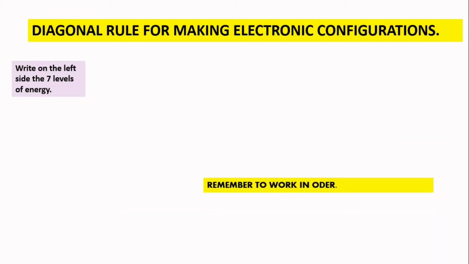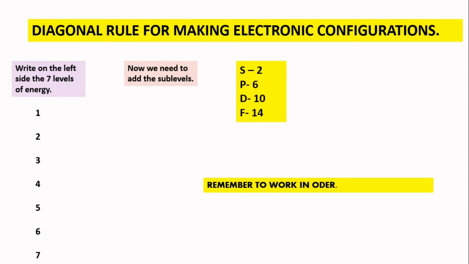Then we need to add the sublevels. Remember, S, P, D, and F. And we're going to follow this order. So number 1 only has one level, only S. Number 2 only has 2 levels, S, P. Number 3 only has 3 levels, S, P, and D. And from 4 until 7, they have 4 levels, S, P, D, and F.